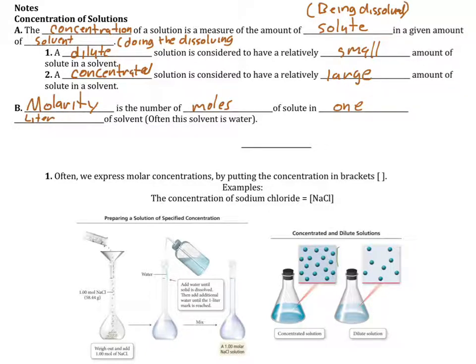And again, often the solvent is water. Water is the universal solvent. Now you can have some other solvents, like acetone, which is nail polish remover. But we usually talk about water. Now, there is an equation for molarity. Molarity is going to be equal to moles of solute divided by liters. And that's how you actually calculate molarity.